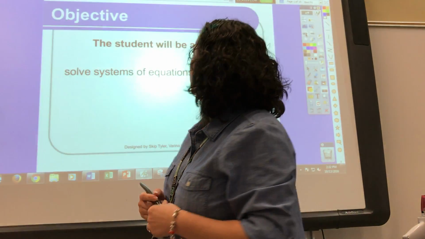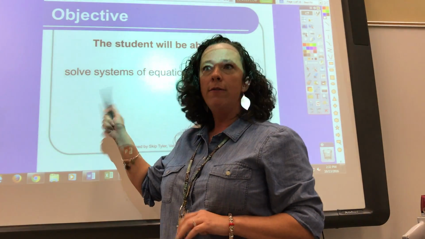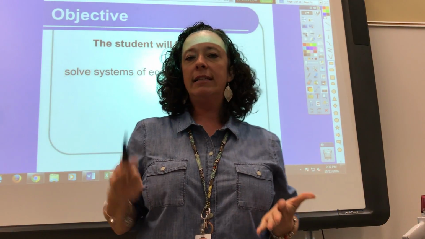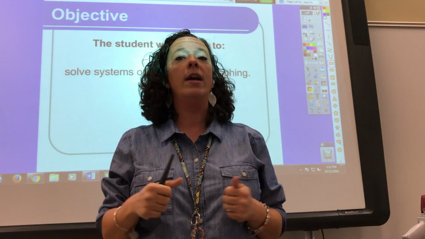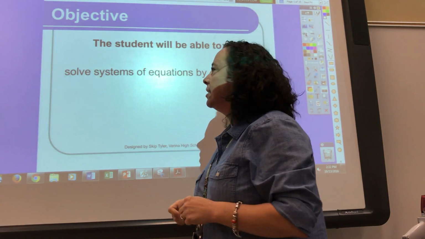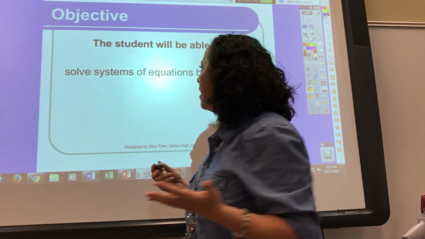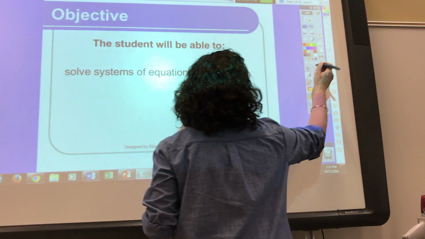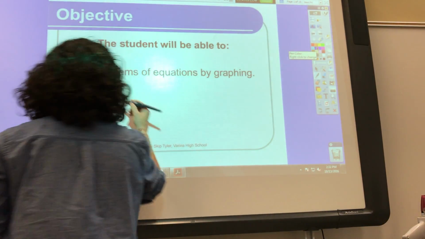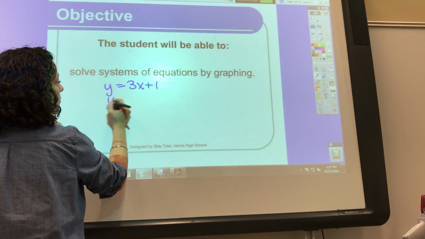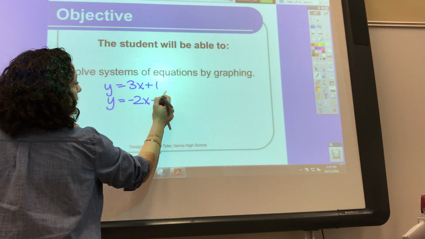Guys, today we are learning how to solve systems of equations by graphing. But before we do this, I want to talk about what is a system of equations. A system of equations is a set of two or more equations. So it might be something like y equals 3x plus 1 and y equals negative 2x minus 5.